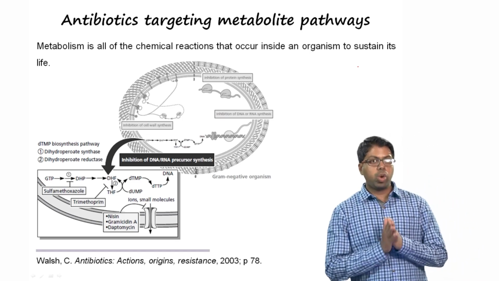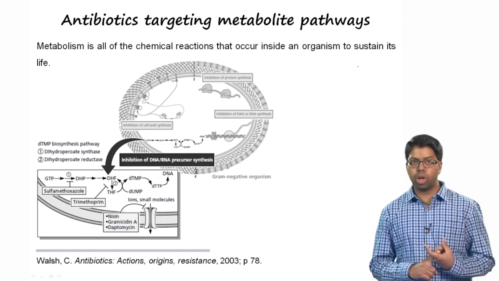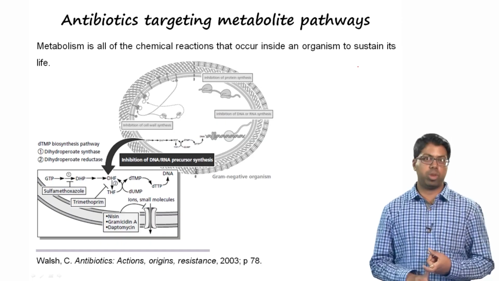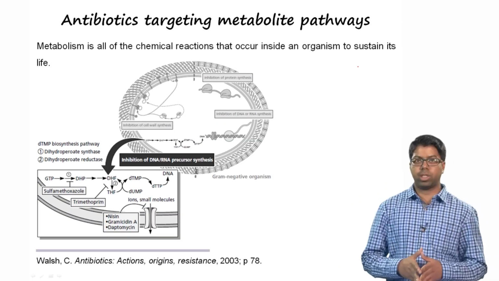So here we are going to talk about two antibiotics which inhibit the metabolite pathways. One is sulfonamides and the second class of drug is called trimethoprim. As these drugs inhibit the metabolite pathways, they are also called antimetabolites.